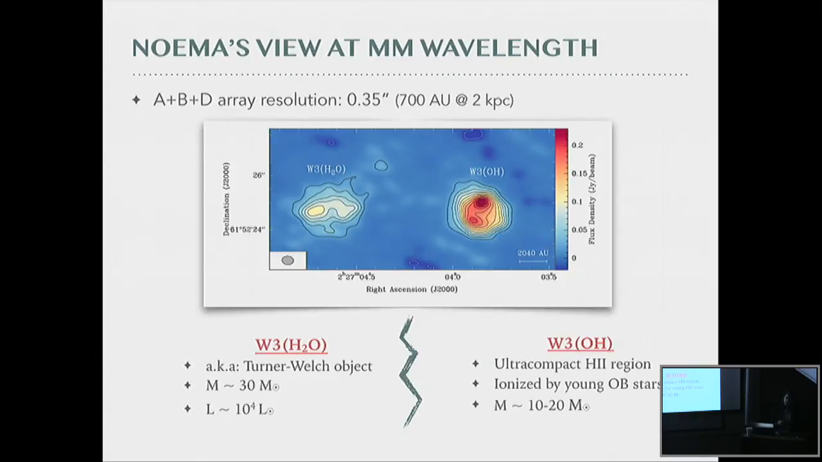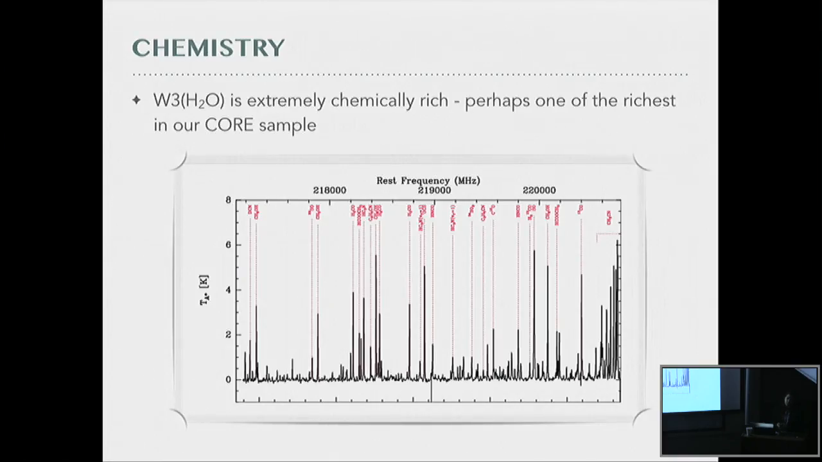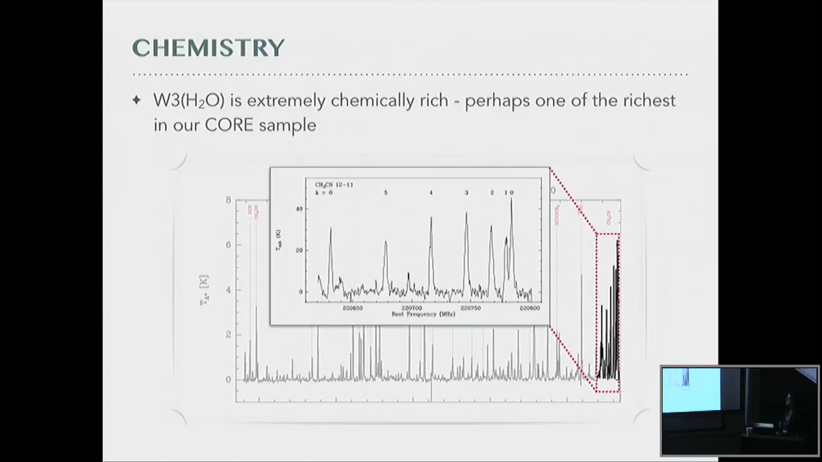And since this object is more at the later evolutionary stage, I will focus most of my work on W3H2O, the source to the left, which has a luminosity of about a few times 10 to the 4 solar luminosities. So W3H2O is one of the most interesting sources in our sample. It's extremely chemically rich, so we have a lot of data to study chemistry on this source. So here's an example of our full wideband data. And the transition that I will focus on is the methylcyanide 12 to 11 rotational transition, which then splits into 6 different K components. So here from K code 0 to about K code 6.